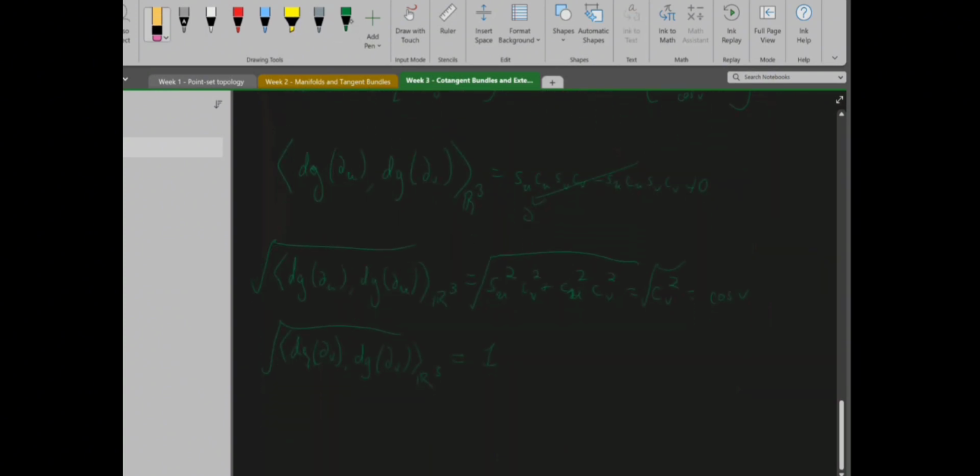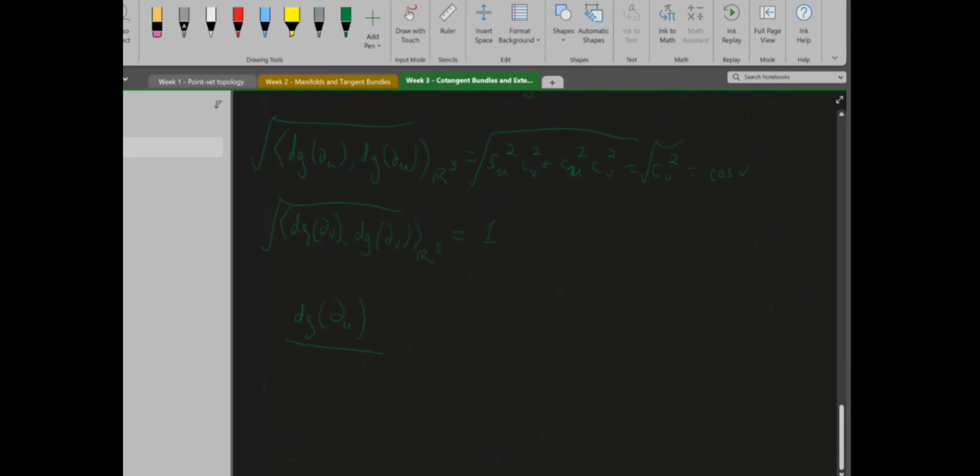The length of this vector is cosine v, so we want to normalize it. And the orthonormal basis for the sphere's tangent space is this, and dg del v. When I say that it's an orthonormal basis for the tangent space, I literally mean if you look at the sphere and you pick out a point, you get two orthonormal vectors, at right angles to each other, that span the tangent space and have length 1 each. So it's quite nice.